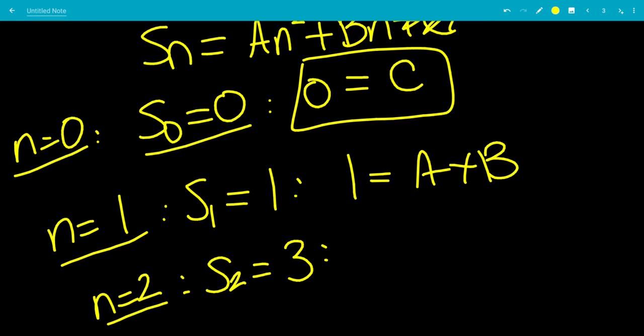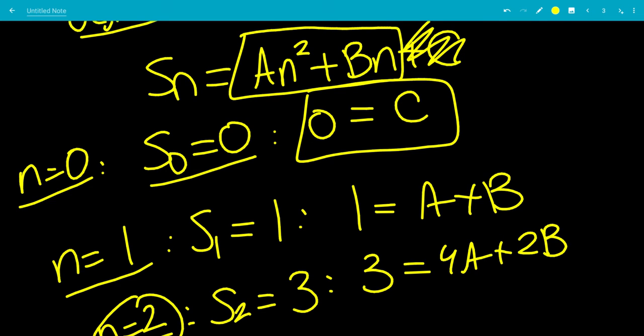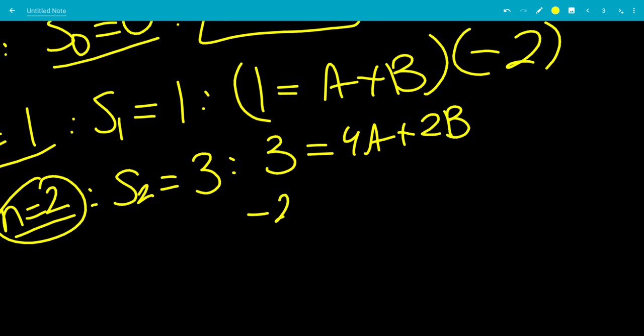On the left-hand side, we'll have 3, and this is equal to n equals 2 now. We plug in, so this will be 4a plus 2b, because we're plugging in n equals 2. 2 squared is 4, and then just 2 is 2. Now let's multiply the first by negative 2. So now we're going to get negative 2 on the left-hand side equals negative 2a minus 2b.